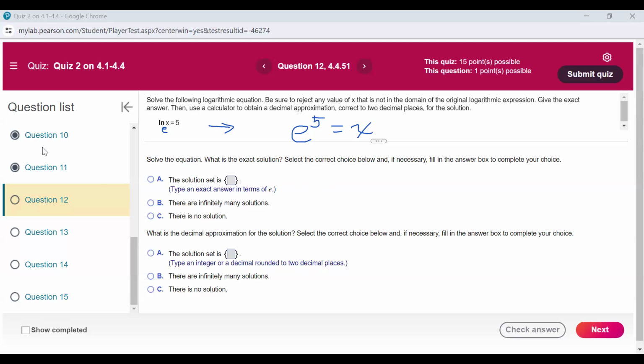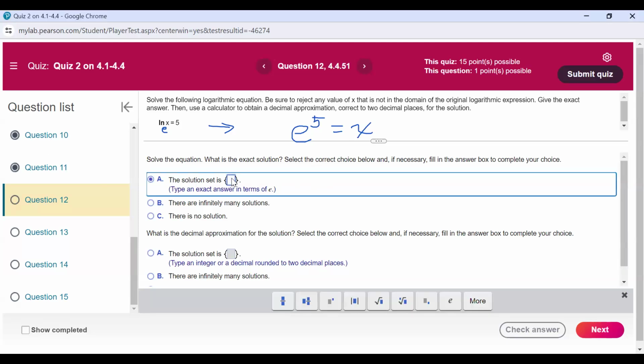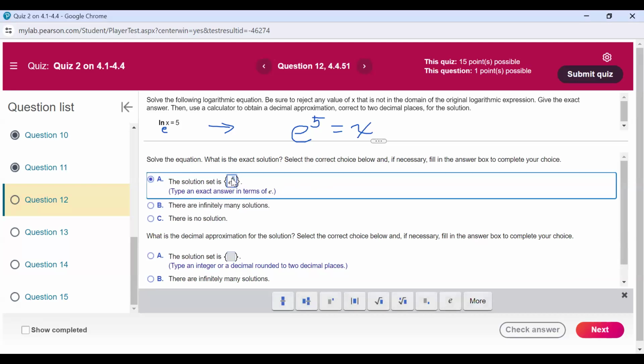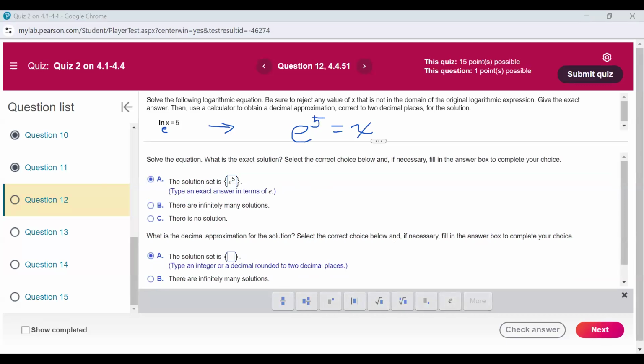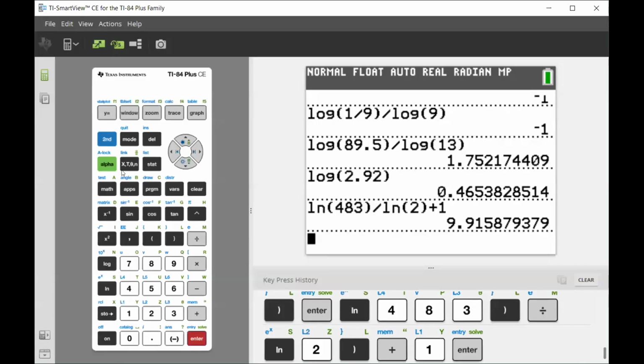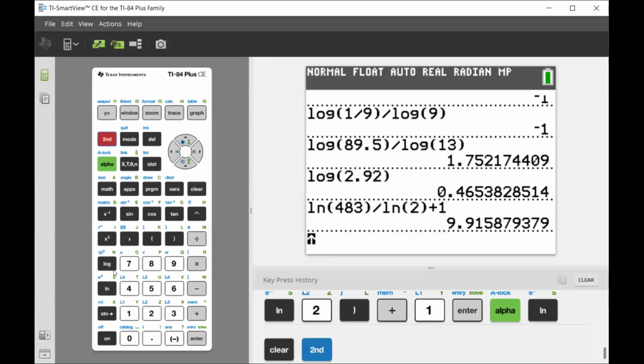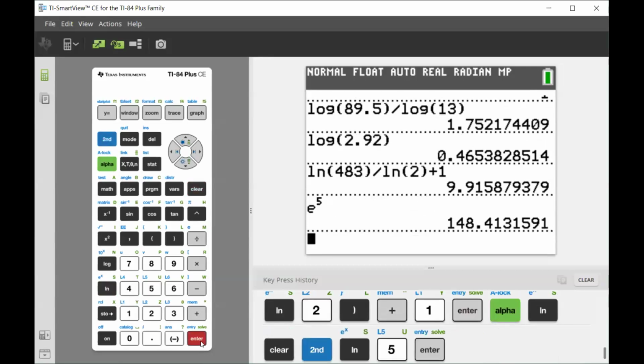And so I would type that in here. You don't need to write equals x because you just want to type in the solution set. And then the decimal approximation, I would just put e to the 5th in the calculator. And round to 2 decimal places, so it's 148.41.